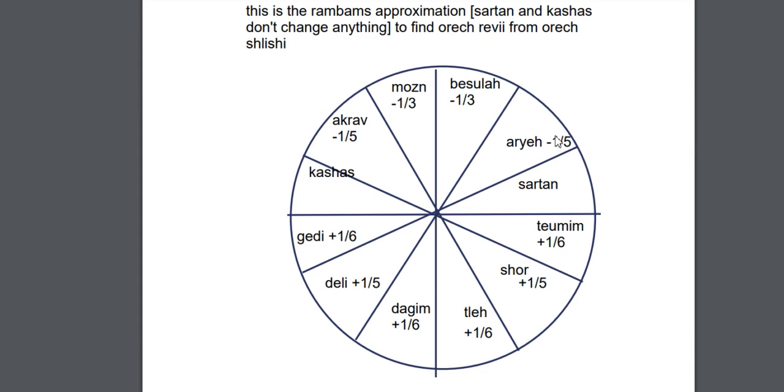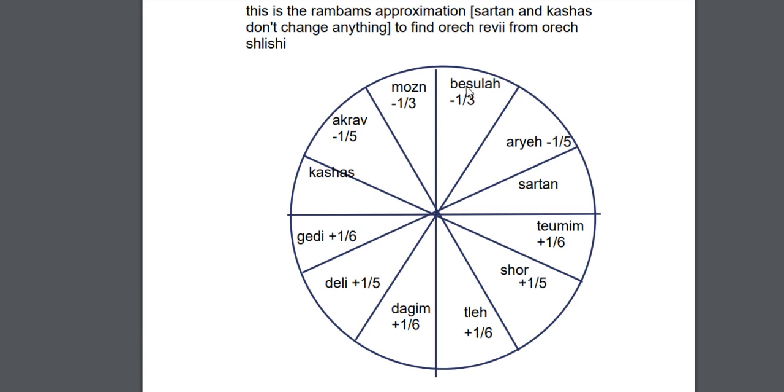Aryeh, you deduct a fifth. So let's assume that the sun and the moon are both in Aryeh, and the orech hashlishi is 15 degrees. So the orech revii would be: a fifth of 15 is 3, so it will be 12 degrees. So you deduct a fifth.